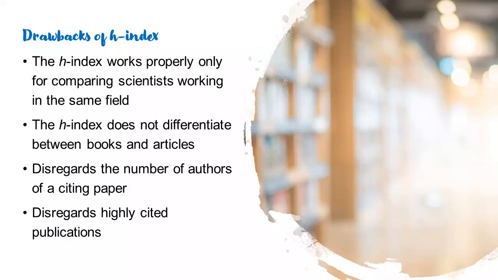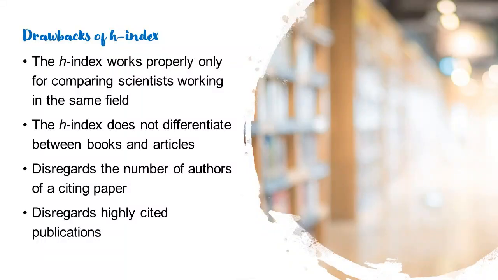Got it? The author who has been cited thousands of times may also have the same H index as that of another author who has received only a moderate number of citations. So H index cannot be used to compare these two authors. Now that is one of the drawbacks of H index. So H index works properly only for comparing scientists working in the same field. That too, it is not so efficient.